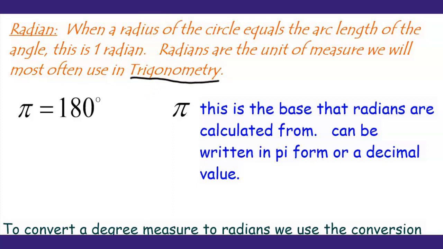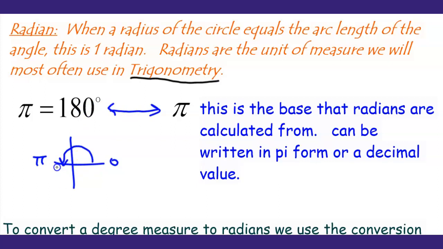Pi is 180 degrees. So when you have that coordinate plane, 0, pi, that's pi, an angle that's 180 degrees. Because 180 degrees, if you remember, is a straight line. From here to here, that's a straight line.